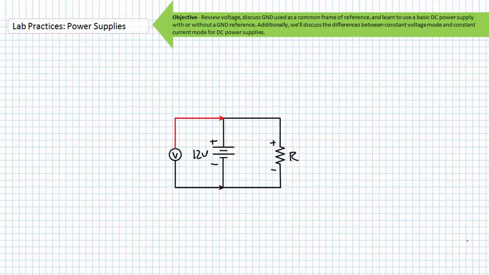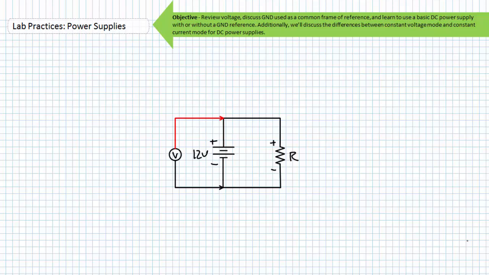And what's shocking, pardon the pun, our ground reference can exist in many different places within a circuit. Consider this circuit with a 12-volt DC source supplying current to a resistor. There is no ground reference. In this case, the positive terminal is simply 12 volts higher than the negative terminal.